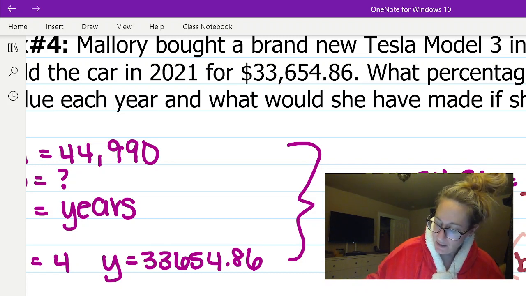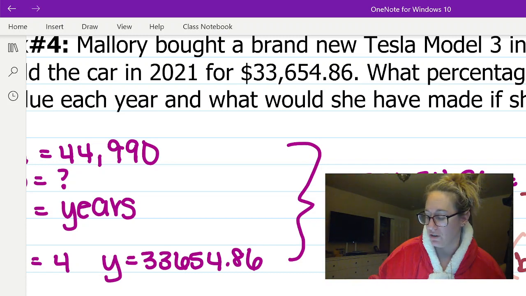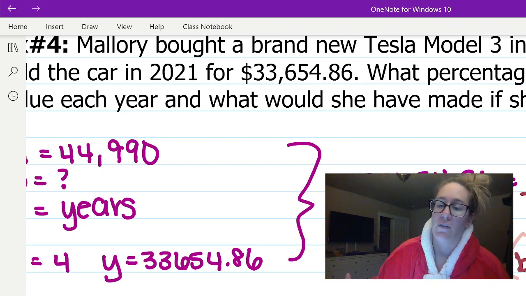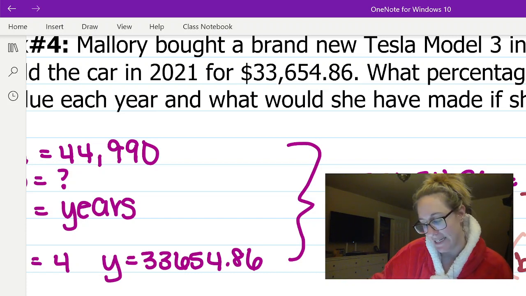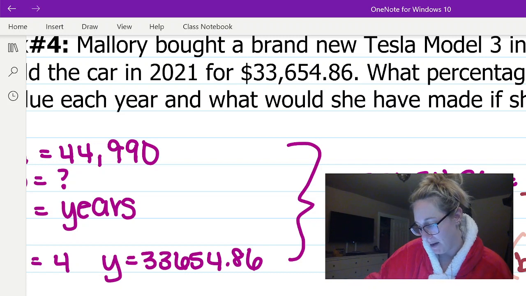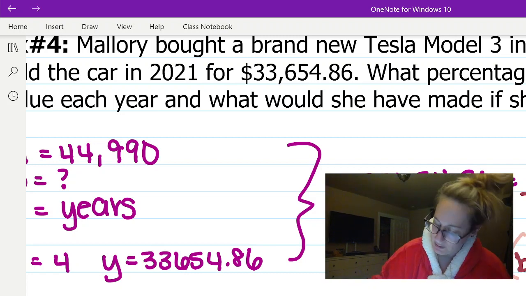So to find our percent increase or decrease, we know that it's a decrease because it's less than 1.0. So we're going to take 1.0 and subtract 0.93. That's going to give us 0.07, and then we're going to multiply that by 100 to get 7%. So we have a depreciation of 7% for this problem. So we are depreciating, or we can say decrease, right, by 7%. Okay, so that's part 1 of the problem.